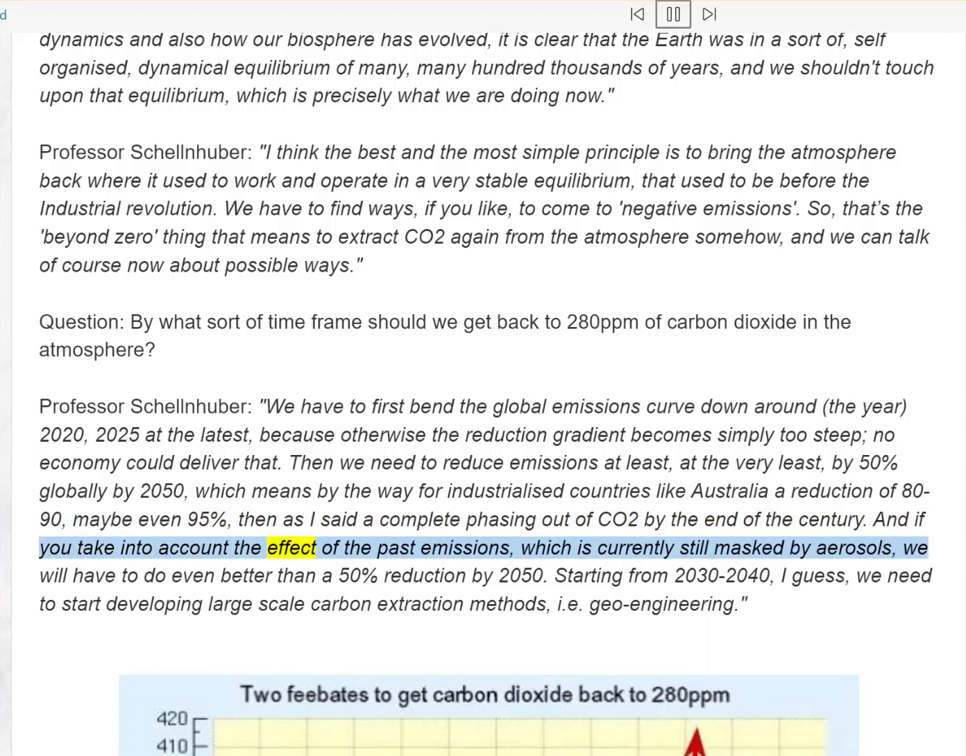And if you take into account the effect of the past emissions, which is currently still masked by aerosols, we will have to do even better than a 50% reduction by 2050. Starting from 2030 to 2040, I guess, we need to start developing large-scale carbon extraction methods, i.e. geoengineering.